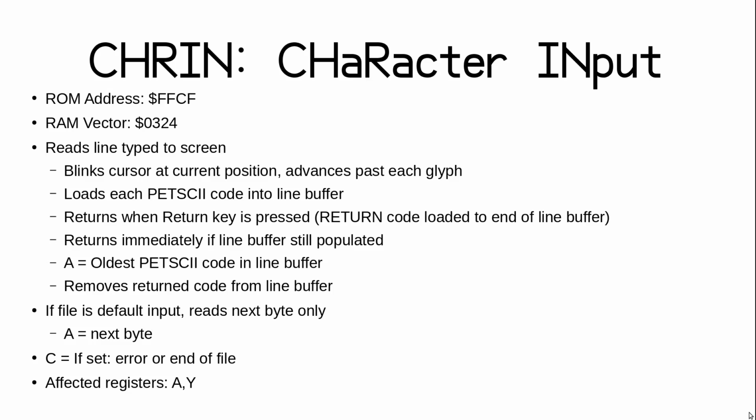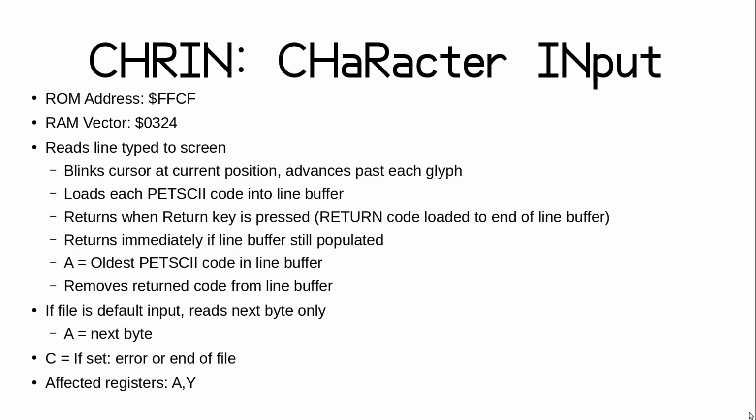It starts blinking the cursor at the current position and then responds to the keyboard by writing characters to the screen or processing the keystrokes as control codes. The character glyphs will remain on screen as typed, but after the return key is pressed, the subroutine returns and places the PETSCII code of the first character typed into the accumulator. Subsequent calls will return immediately with the rest of the characters in the line buffer until the return character is reached at the end of the line.